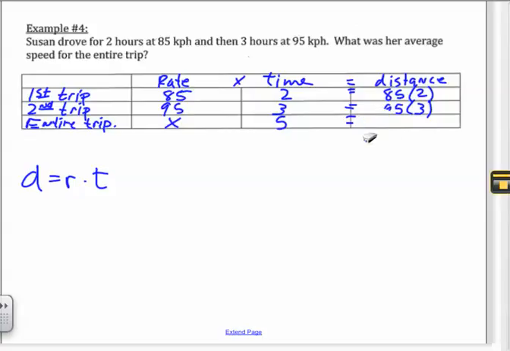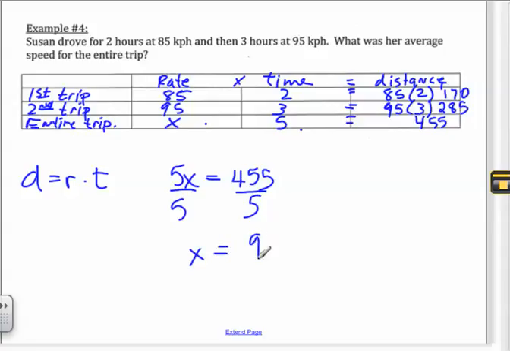455, is that right? What's 85 times 2 is what, 170? What's 95 times 3? 285? Am I right? So the whole trip was what, 455? Just like David said, 455. So that means that 5x must equal 455. Right? Rate times time equals distance. Divide both sides by 5, and what is x? 91. Done. 91 kilometers per hour, or kph.